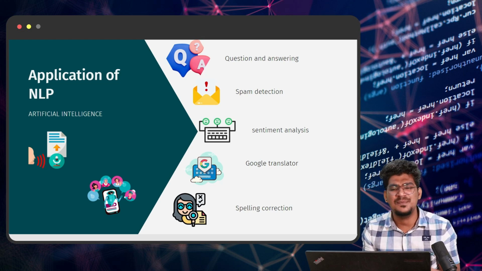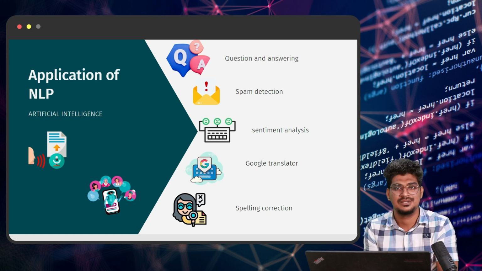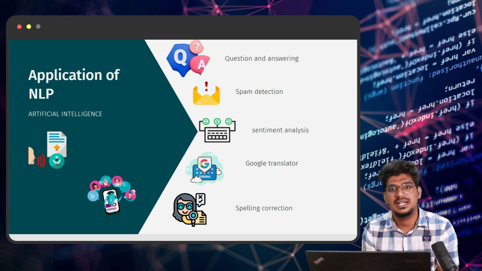Next, the Google Translator. Translator is a major tool because if you don't know the meaning of a particular word, you are going to enter it into a search to find that word's meaning. Okay, so that is the best example of NLP. It is giving the solution for that.